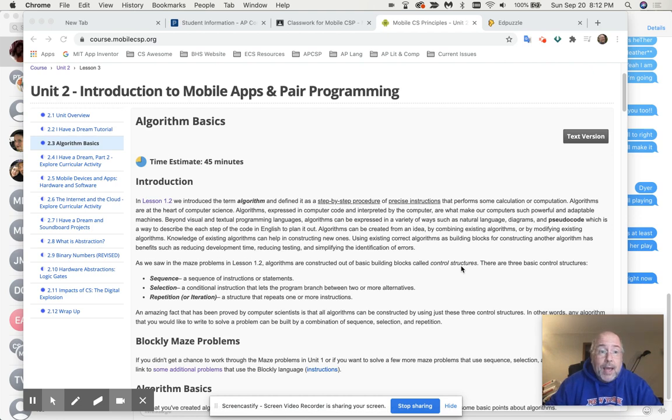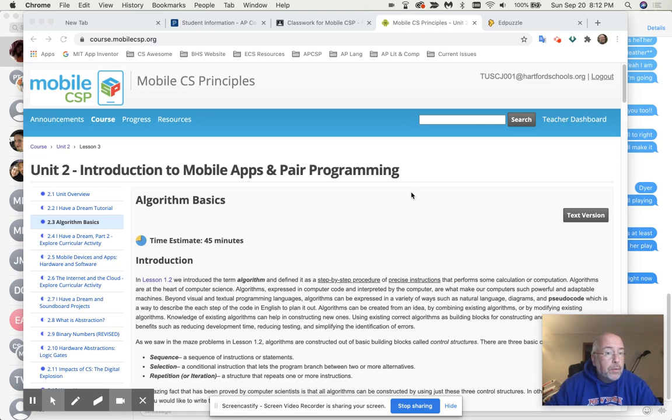There, so we're taking a look at lesson 2.3. So what you're going to want to do now, this is for maroon and silver cohorts. You are going to take a look at lesson 2.3 in your online textbook, which you should be registered for by now.